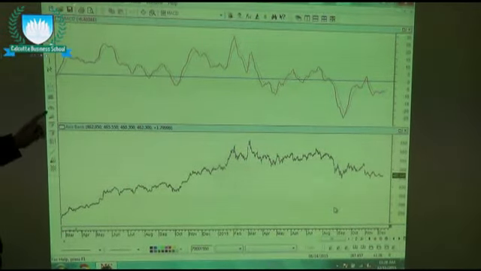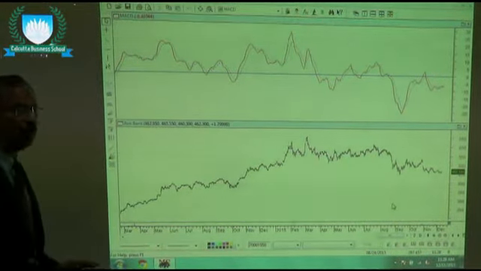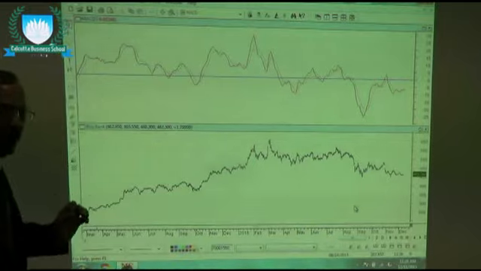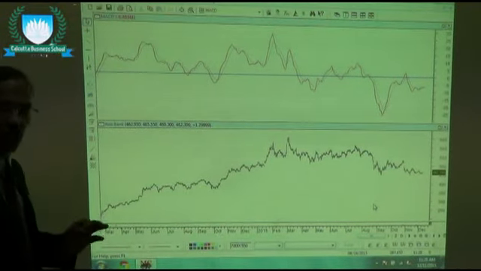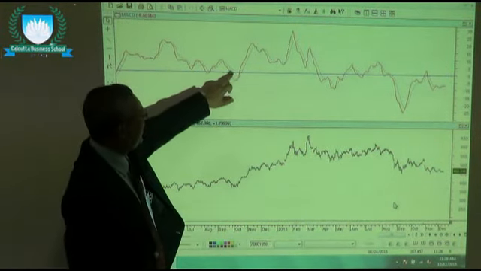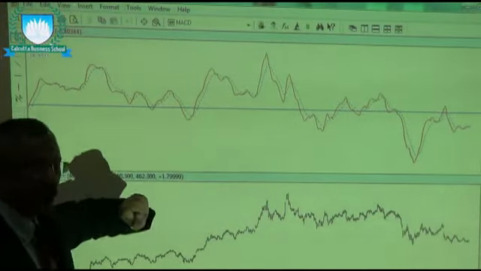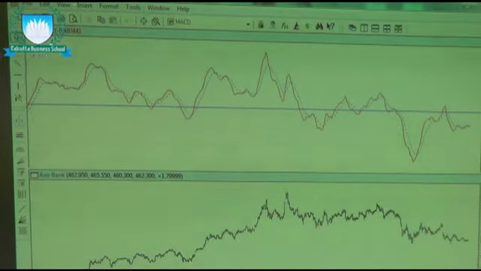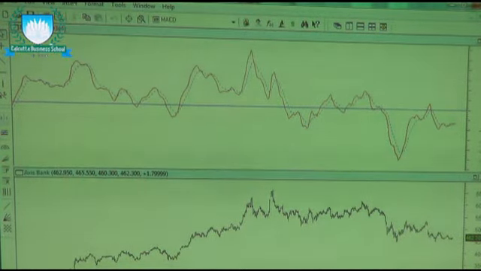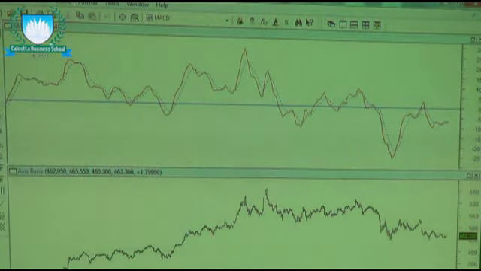Now, when the red line is above the zero line, we say that a stock is overbought. And when the red line is below the zero line, we say that this stock is oversold. That's one part. The other part is, since the dotted line is a moving average of the red line, the red line is faster than the dotted line. And we say that when the red line intersects the dotted line from below, it's a buy signal. And when the red line intersects the dotted line from above, it's a sell signal.